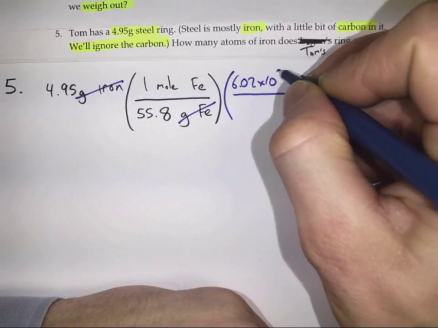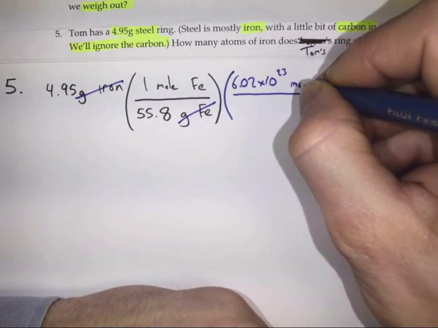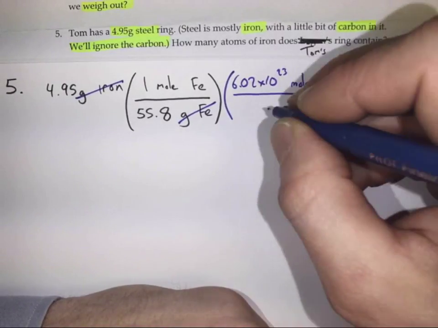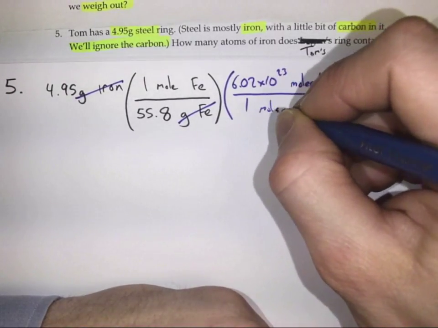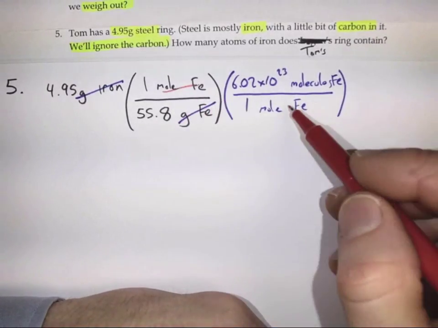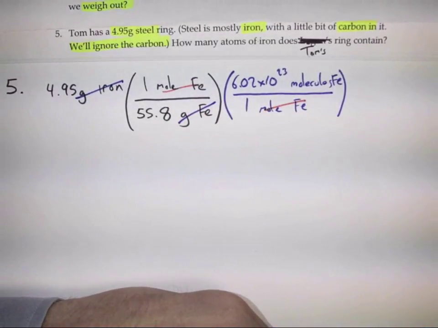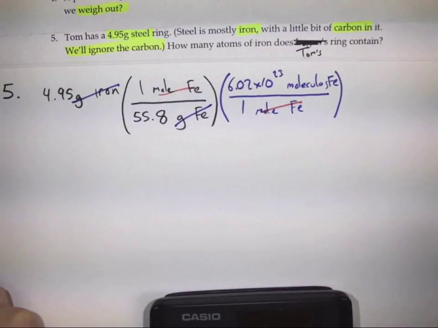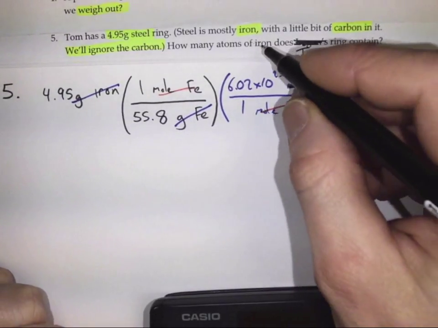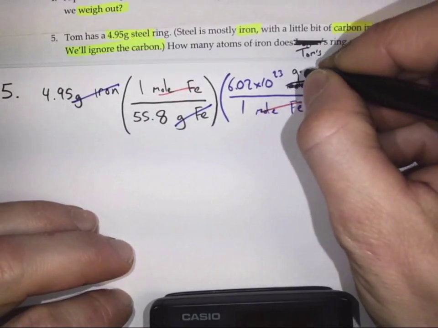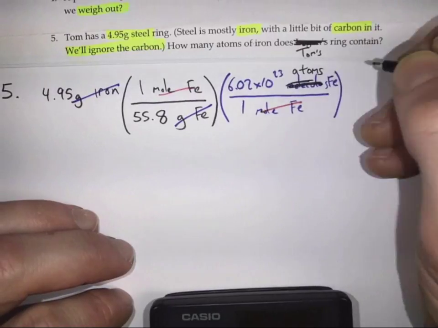0.2 times 10 to the 23 molecules of iron for every 1 mole or handful of iron. All right. And so that should tell us the number of, or sorry, not molecules, really, we're looking for atoms. So rather than be a bunch of bound things together, we're really just individual atoms we're looking at.